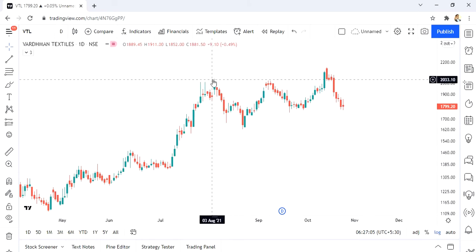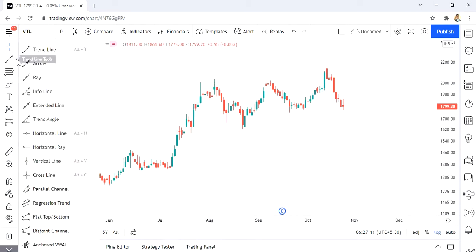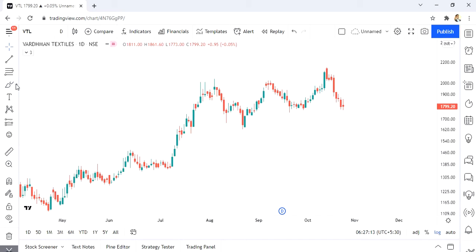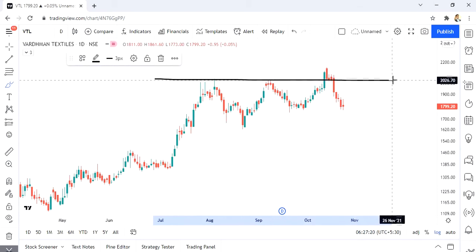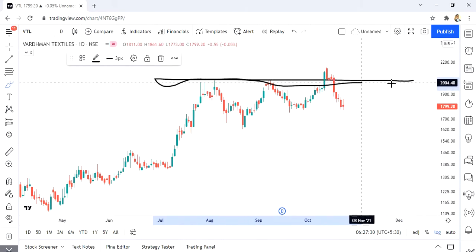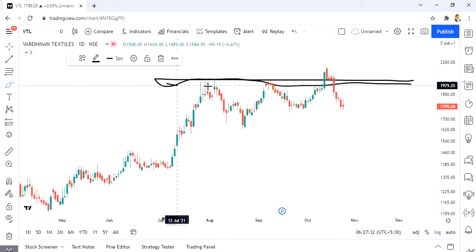The next thing you need to understand, and this is a very important point, is that resistance or support lines are not an exact price point. For example, if I draw a resistance line here, it shows 2033. It does not mean the resistance will come exactly at 2033. No, this is a zone that you're going to look at. This is where many people go wrong.